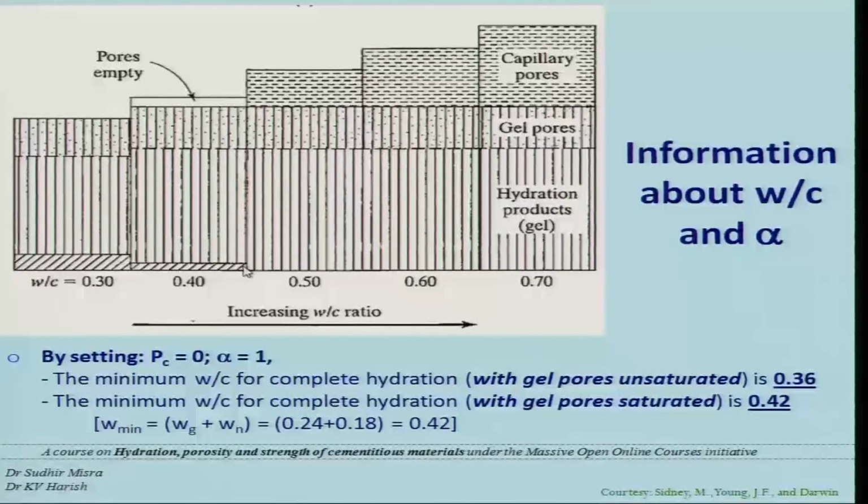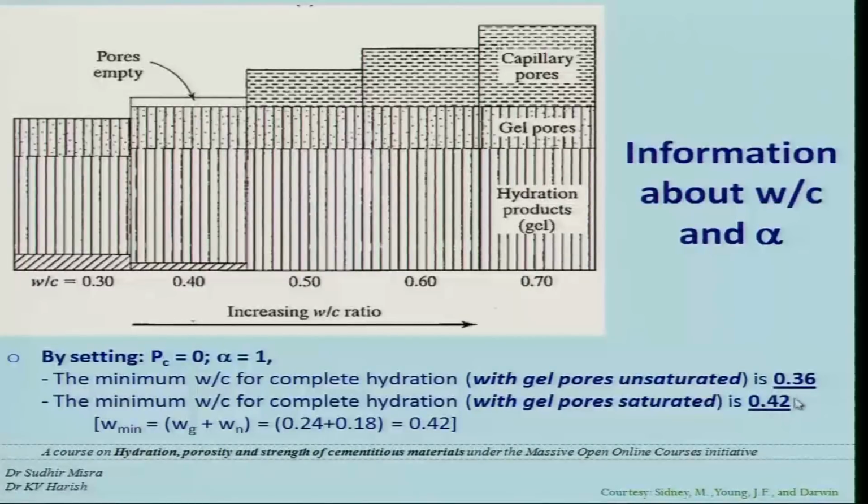You want unhydrated cement paste to be 0 in the system. And for that you have two different cases. You want water in the gel pores or you do not want water in the gel pores. If you want water in the gel pores, then the value is 0.42. If you do not want water in the gel pores, which is unsaturated, it is 0.36.